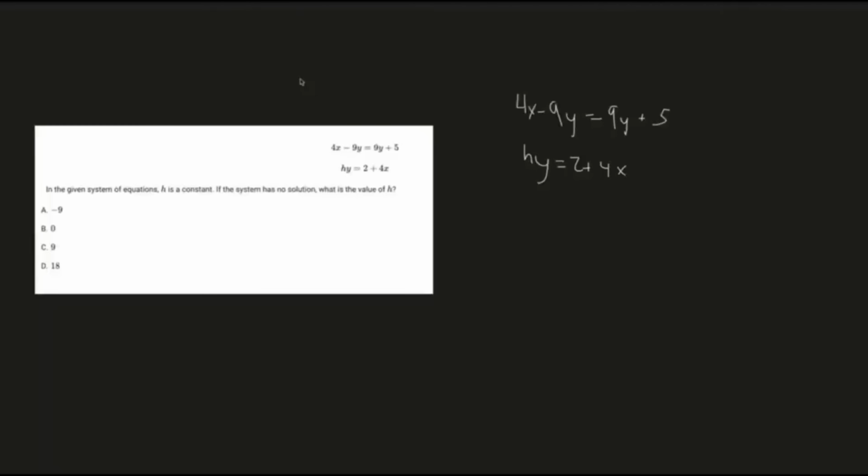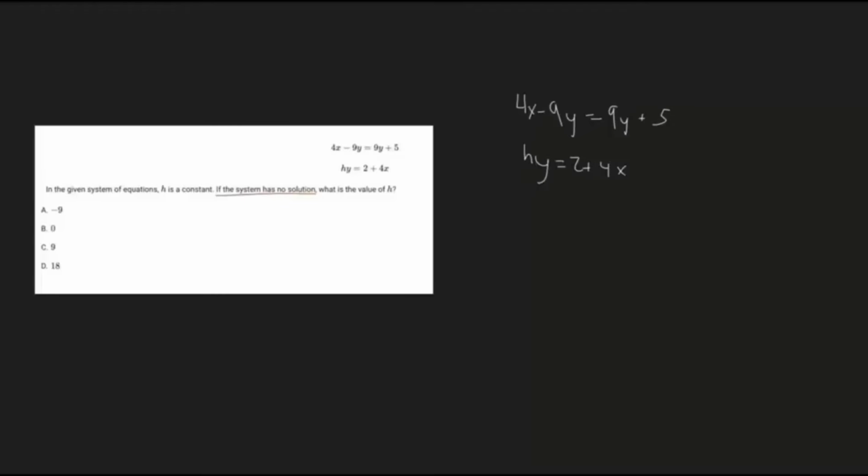In the given system of equations, h is a constant. If the system has no solution, what is the value of h? All right, so if the system has no solution, that means the lines will never intersect. And we can see here we're dealing with linear equations, and so linear lines that never intersect are going to be parallel lines. And we know parallel lines have the same slope and different y-intercepts.